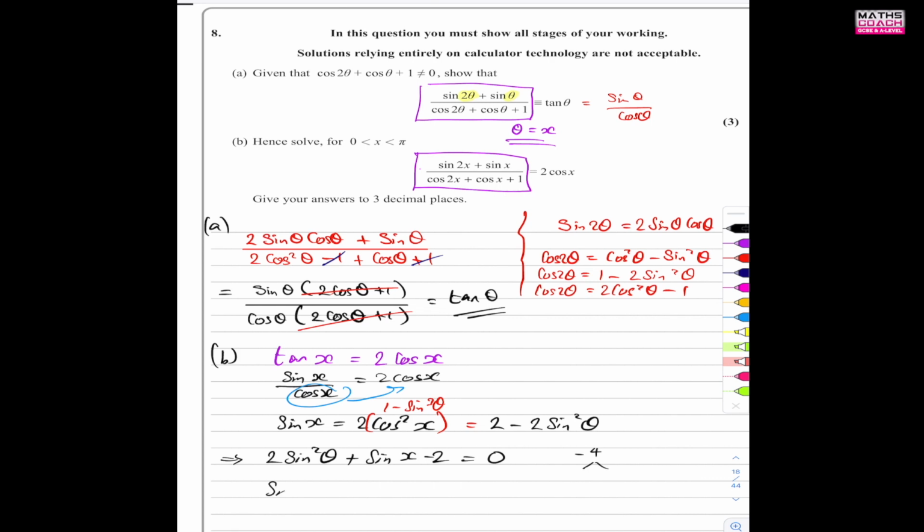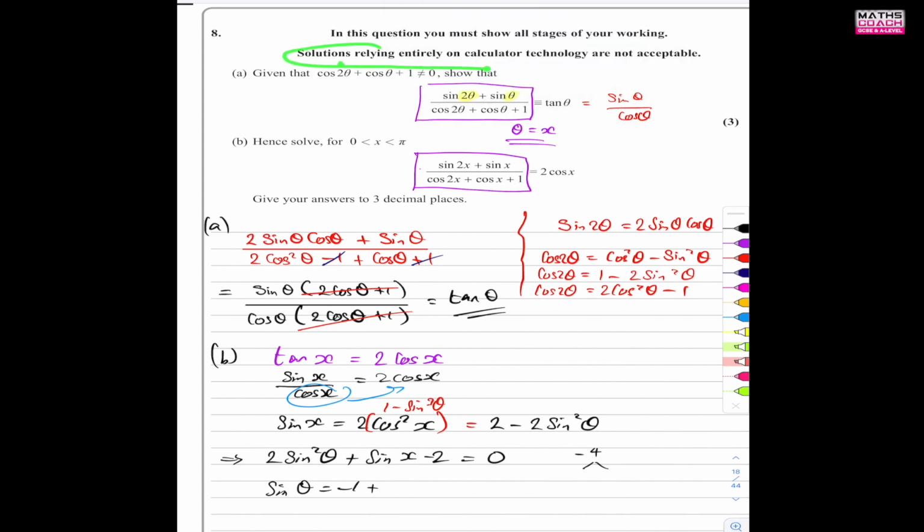Right, so we get sine x equals minus 1 plus root. Okay, so just realized that we can't really use this method here. Just notice here that solutions relying entirely on calculator technology are not acceptable. So in order to solve this quadratic, we're going to have to resort to other methods. Okay, I take it back. You can actually use the quadratic formula here.